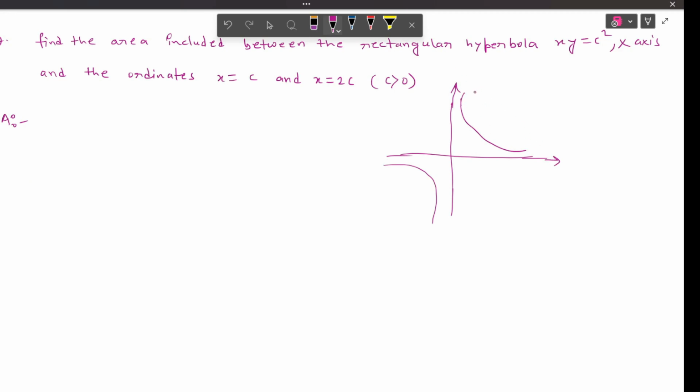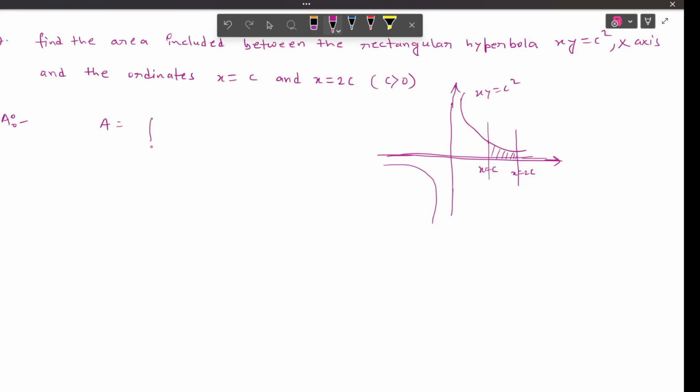Okay, this is the graph of xy equals c square. Our area would be bounded by the rectangular hyperbola, the x-axis, and the ordinates x equals c, let us say this is your x equals c line, and let us say this is your x equals 2c line, and you need this area only.